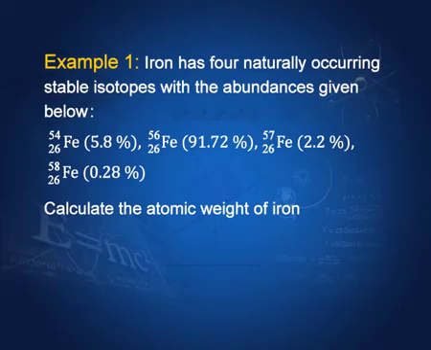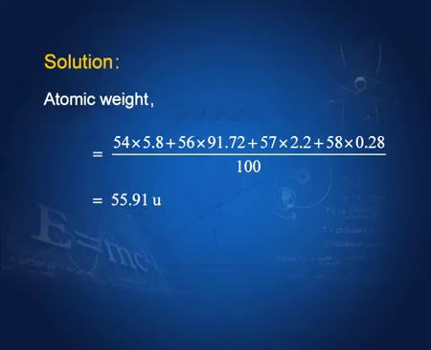Say, for example, iron has 4 naturally occurring stable isotopes with the abundances given below. Iron 54 has abundance 5.8%, iron 56, which is the most stable one and most abundant, has abundance 91.72%, iron 57 has abundance 2.2%, and iron 58 has abundance 0.28%. So, you can now find the atomic weight. It is 54 into this, plus 56 into this, plus 57 into this, plus 58 into this, divided by 100. That is therefore the atomic weight of the iron nucleus, 55.91 U.